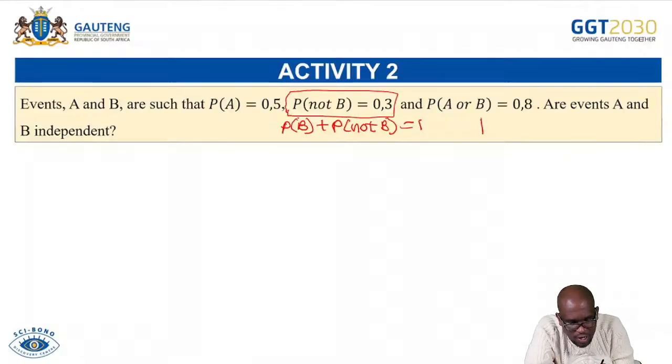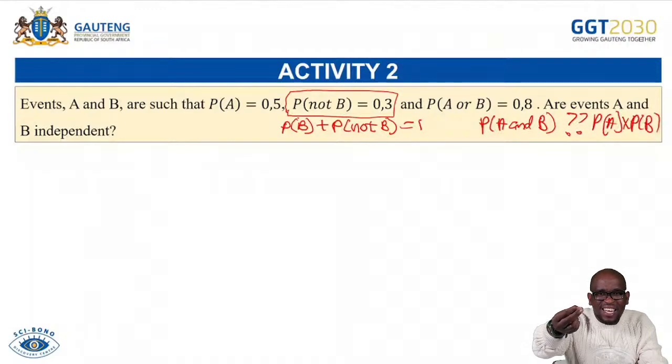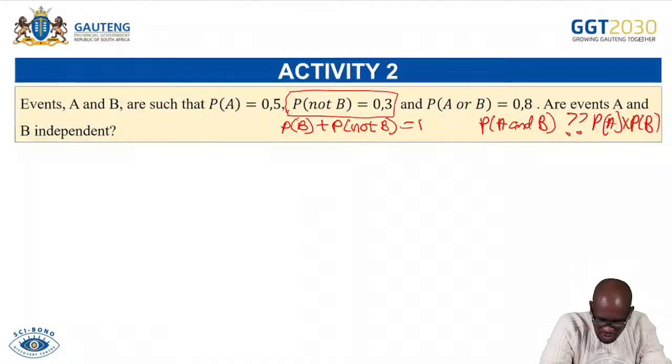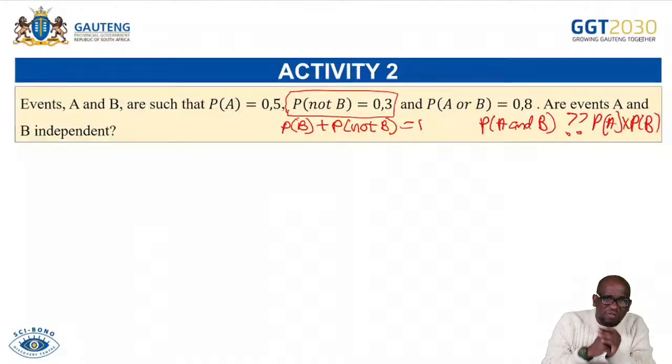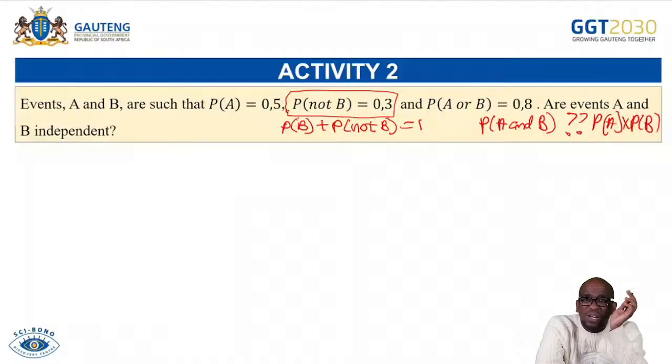So we want to know whether the probability of A and B is equal to the probability of A times the probability of B. We want to know whether the probability of the intersection is equal to the product of the two defined events. So we want to know whether the probability of the intersection of the two events is equal to the product of the individual events there. So that's what we want to find out.